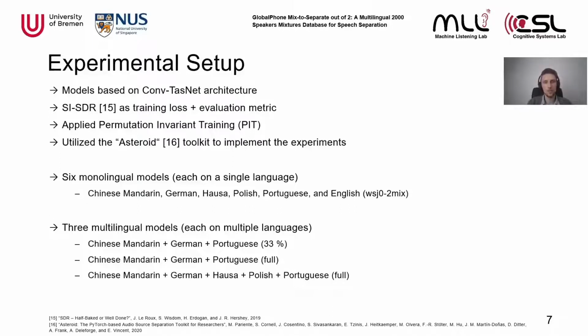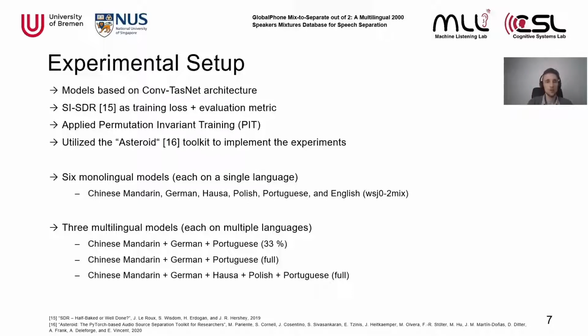We trained 6 monolingual models and selected tonal and non-tonal languages, which are widely spoken in different continents, and we tried to cover some of the major language families. This led to Chinese Mandarin, German, Hausa, Polish, and English. It is important to mention that English is not part of the GlobalPhone MS2 database, and therefore we incorporated the Wall Street Journal Zero-to-Mix database.